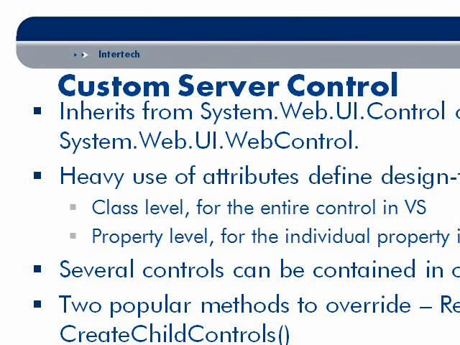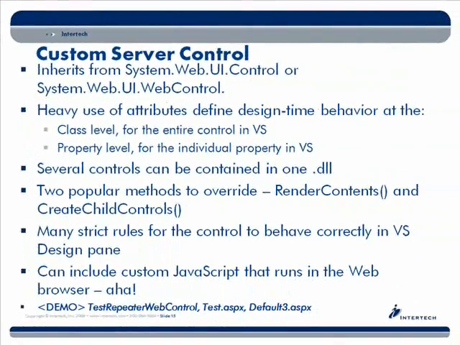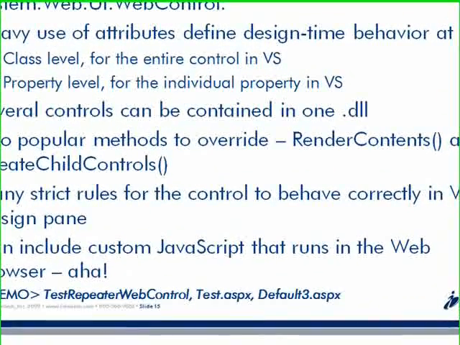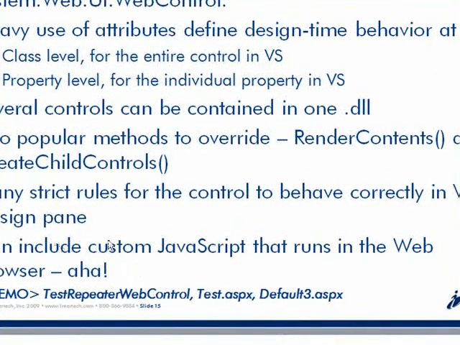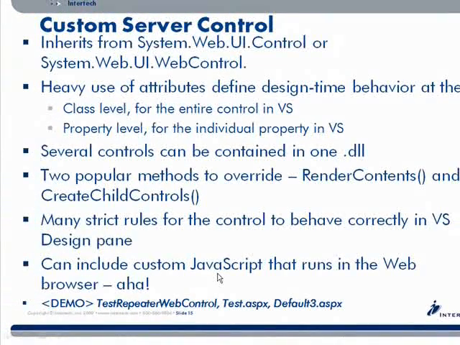Also, at the property level, you're in control of what properties are going to appear in the property window in Visual Studio. A couple of popular methods we like to override: RenderContents and CreateChildControls. These two methods can actually be overridden, and then of course you can put in your own custom content, exactly what HTML you want to be emitted out to the client. Also note that you can include your own custom JavaScript that runs in the web browser.